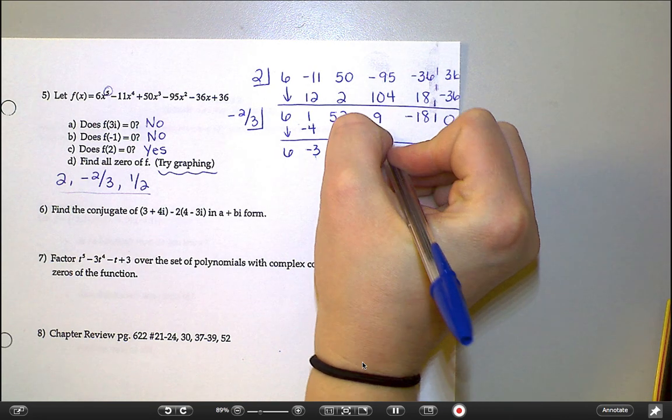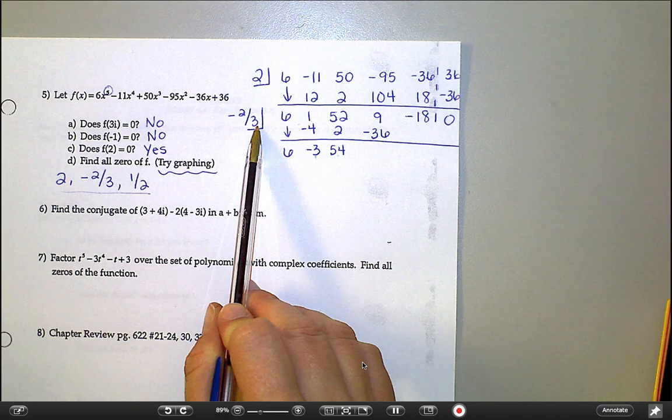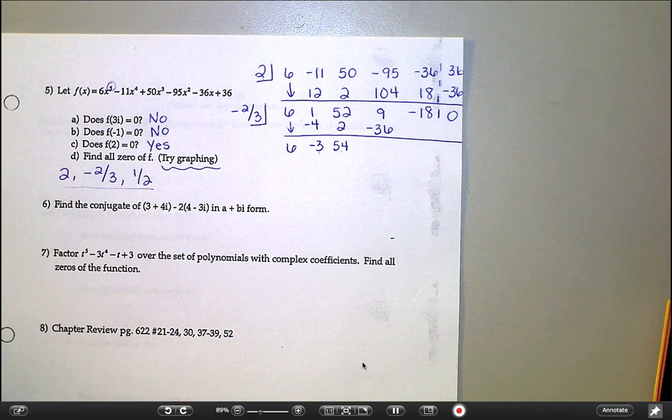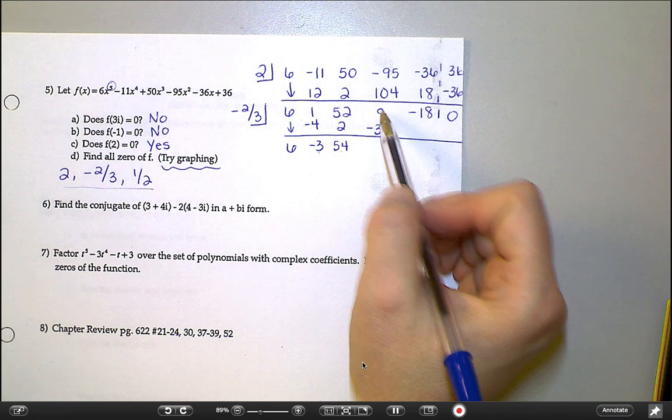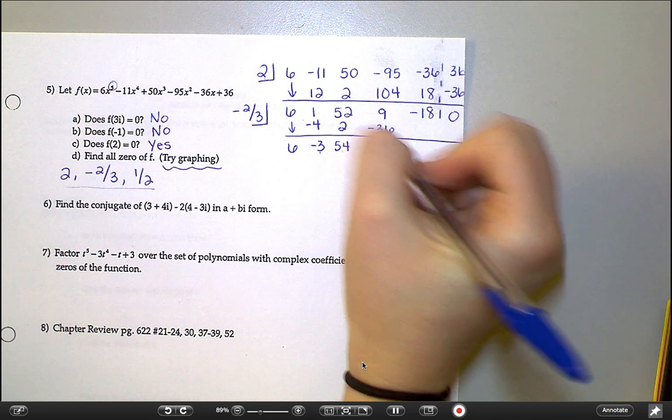It's okay if you didn't know that one off the top of your head. I did 54 divided by 3, which is 18. And then 18 times negative 2 is negative 36. 9 plus negative 36 is going to be negative 27.